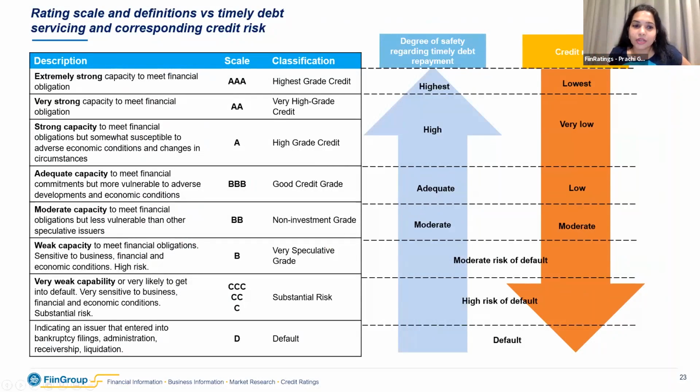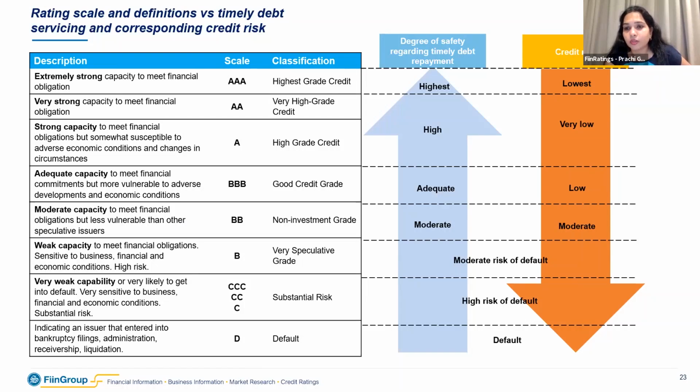So this slide really is highlighting our rating scale and what each of these rating categories really mean in terms of the ability of the company to repay its debt obligations in a timely manner, as well as what really is the credit risk which is underlying with the company. So the table on the left side of the slide actually indicates the rating definition for all the rating categories, starting from the highest rating of AAA to the lowest rating of D.